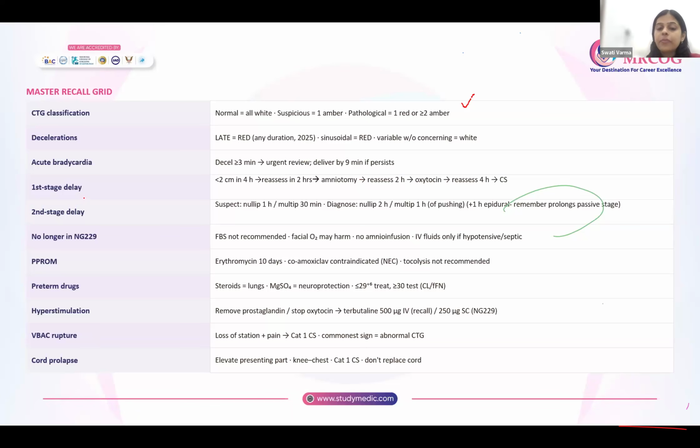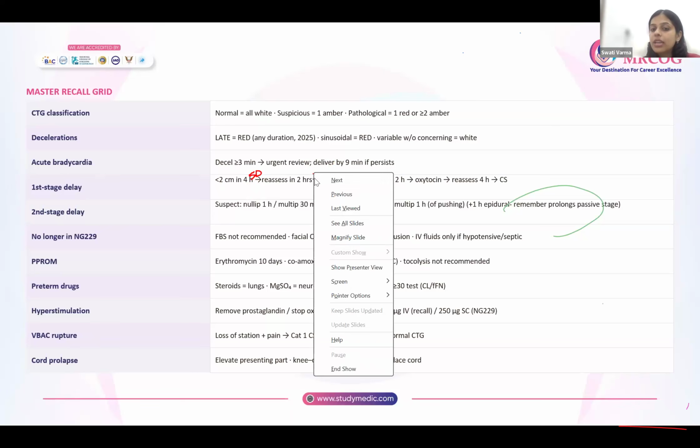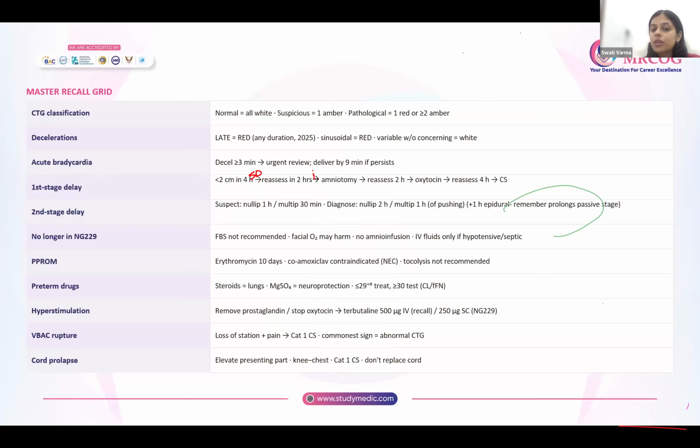First stage delay: when do you suspect delay? Less than 2 centimeters in 4 hours, then reassess in 2 hours, do amniotomy, and reassess in 2 hours. See, if less than 2 centimeters in 4 hours, suspect delay. Reassess in 2 hours. If the progress is still low, then at this time you have to diagnose delay.